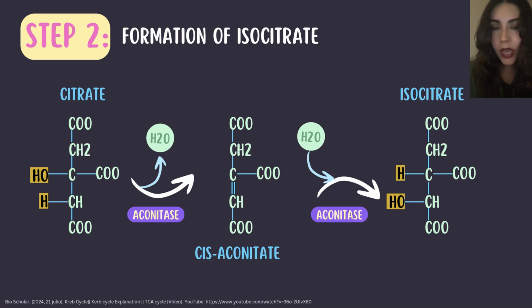As a second step, we have the formation of isocitrate, where citrate must be converted into isocitrate. This transformation is catalyzed by an enzyme called aconitase. The process occurs in two steps. First, a water molecule is removed by aconitase from citrate, resulting in the formation of cis-aconitate, an intermediate compound. Then the enzyme reintroduces a water molecule at a different position, converting cis-aconitate into isocitrate. This rearrangement shifts a hydroxyl group and prepares the molecule for the next step of the cycle.